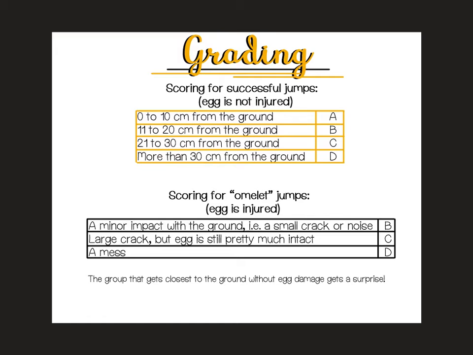So you want to get close because the closer you get, the better your grade is, but you don't want to hit the ground. If you happen to hit the ground, it's considered an omelet jump, and that is all of these grades in the black boxes. It says minor impact with the ground, so it might just have a little crack or a noise, but it doesn't splatter. You can still get a B. If it has a large crack, but your egg is still for the most part intact, you would get a C. If your egg completely splatters, you get a D.